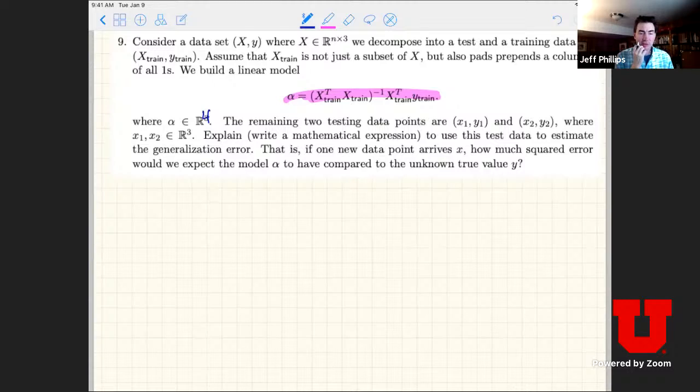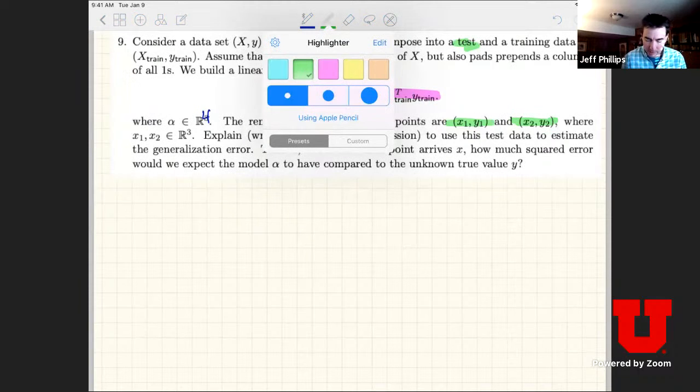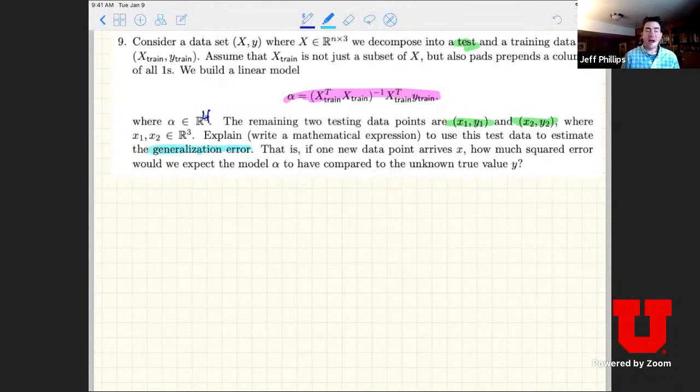Okay, the remaining two testing data points. So now this test set only has 2 data points in it. So explain a mathematical expression to use the test data to estimate the generalization error. Right, that's the generalization error. This generalization error is how well it's going to do on new data, right? I want to predict how well it's going to do on data I haven't seen before, and that's what the test set is supposed to represent here.